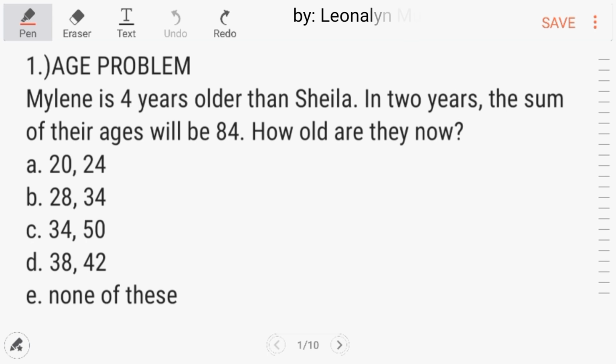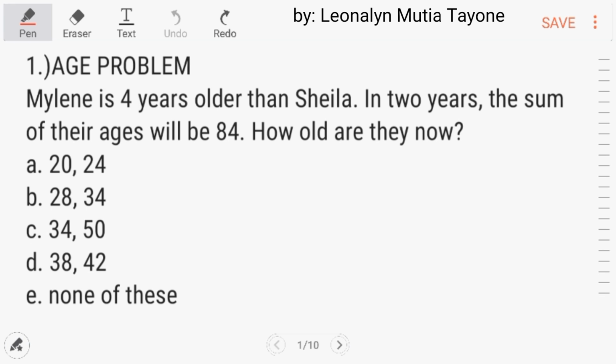Number 1, age problem. So, bago natin ito sagutan, ano namang age problem, so i-skip ko to. I don't need to know about how to solve age problem. Pero, consider this as word problem. Yung tipong how to convert this word problem into an equation para ma-solve mo siya. So, let's solve this.